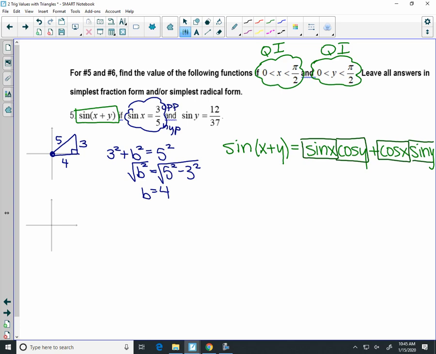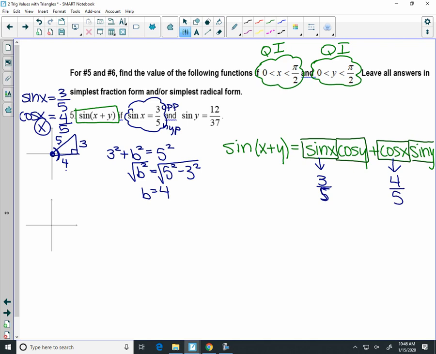Okay, so let's fill in what we have. So from this triangle, and here's the angle that we're referring to, we had sine of x, this is our x triangle, is 3 over 5. And we needed that right here. We can also get cosine from this triangle. What is cosine of x? Cosine is adjacent over hypotenuse, so it's 4 over 5. Cosine of x is right here, 4 over 5.